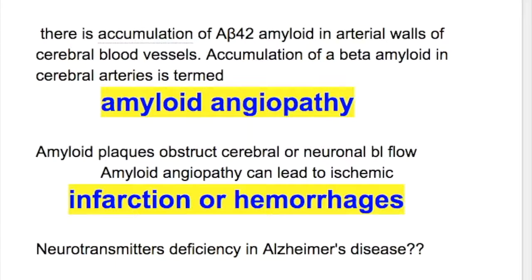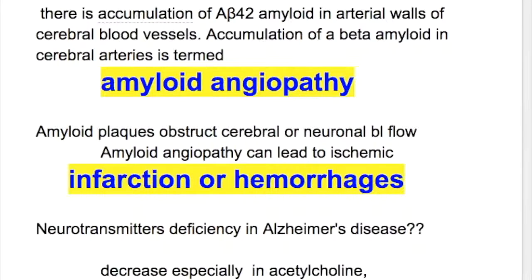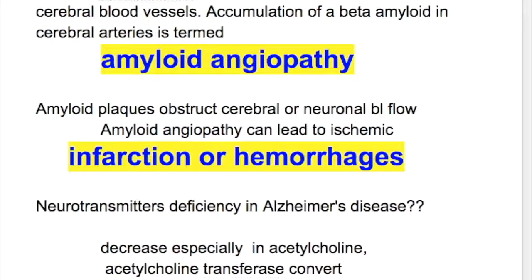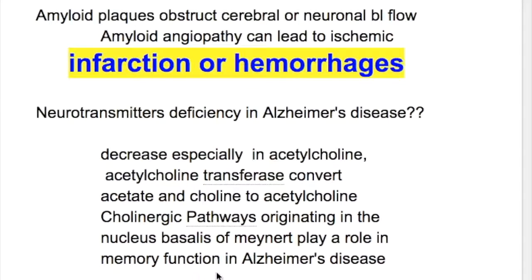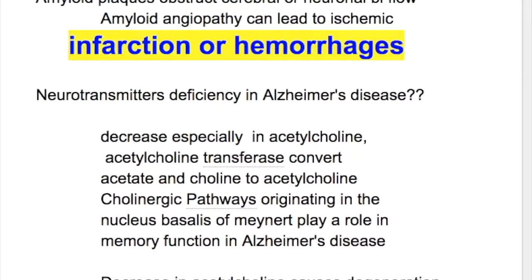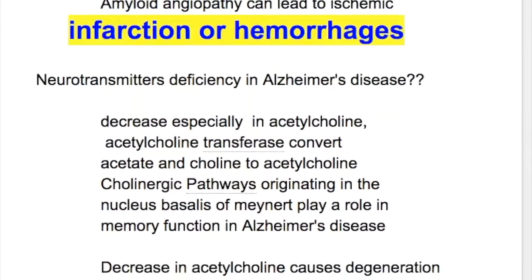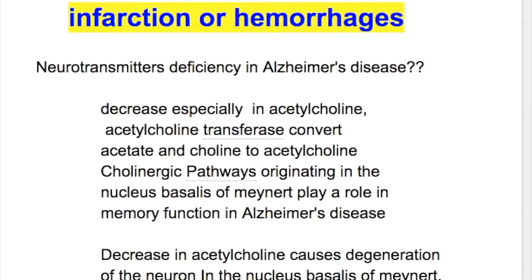Neurotransmitter deficiency in Alzheimer's disease. Which neurotransmitters are deficient in Alzheimer's disease? The neurotransmitter that decreases especially is acetylcholine. Choline acetyltransferase converts choline to acetylcholine. Cholinergic pathways originating in the nucleus basalis of Meynert play a role in memory function. Decrease in acetylcholine causes degeneration of neurons in the nucleus basalis of Meynert.